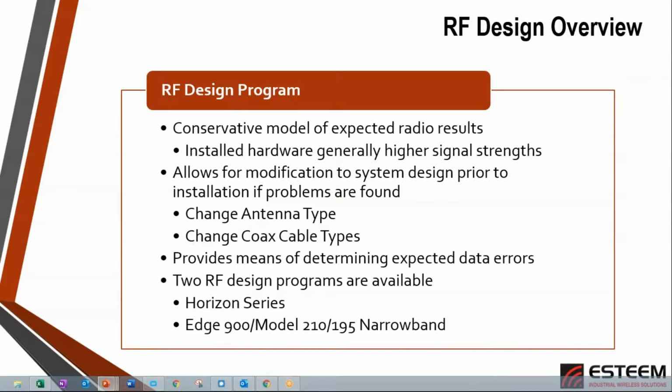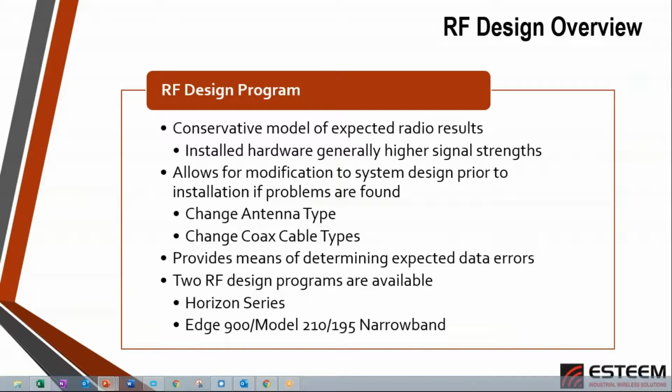Another key benefit of being able to do the RF design program is this allows for modifications to the system's design prior to any installation or purchasing of the hardware. If we find that we can change antenna types, we can change coax cable types or cable lengths to make adjustments within the system, and at this point it costs nothing. So it's very, very expensive to make these design changes once they're installed out in the field.